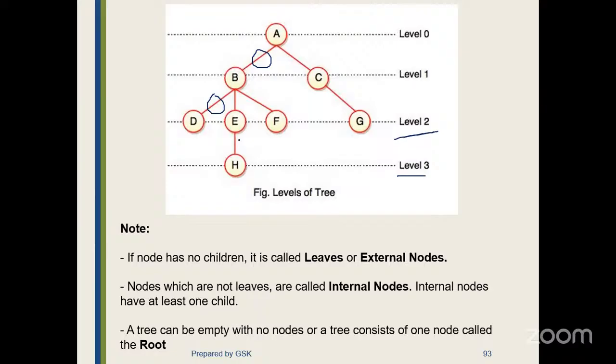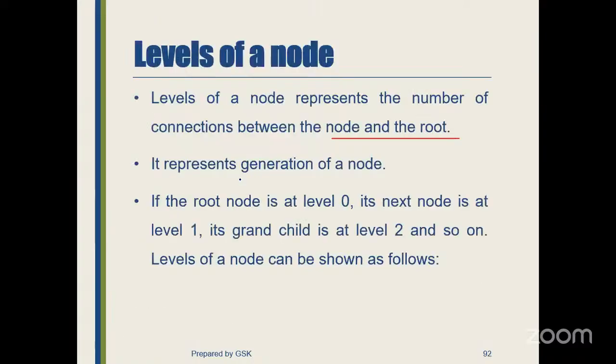This is level 3. It has three connections from H to the root node. One, two, three. Three connections, three edges. So that's why this belongs to level 3. This is about level. So we can define the level of a node as the number of connections between that node and the root node.